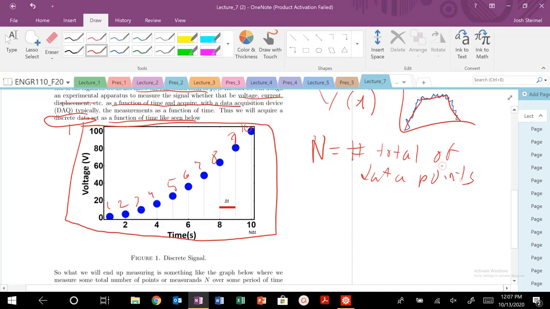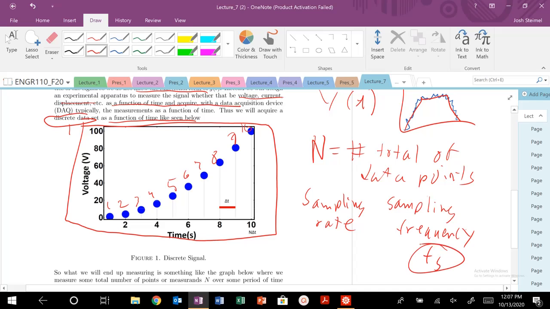What else do we know about this signal here? Well, whenever you gather data points, and in a DAC especially, you're going to gather data at some specific frequency, or some interval, or some sampling rate. So sampling rate or sampling frequency. We'll call that f sub s. This is going to be an important parameter here.